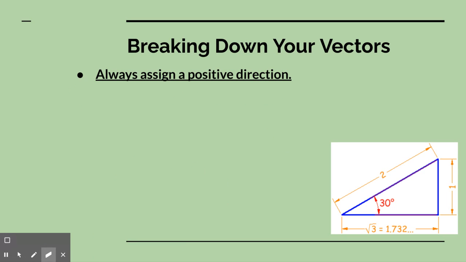But the point of talking about that is more or less the idea that you have to assign a positive direction, and we've seen where positive directions and positive vector quantities have been established, and where negative ones would be seen. Okay, and this is no different.